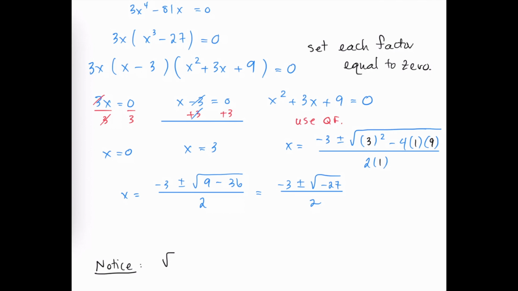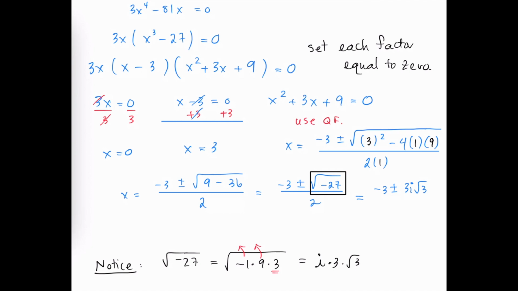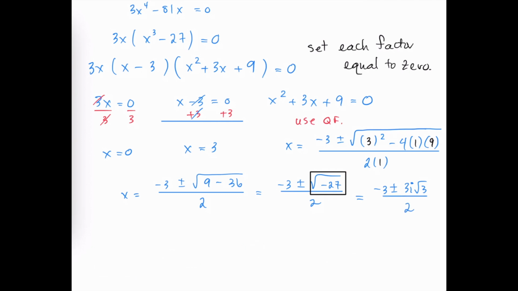Let's notice that the square root of negative 27 can be written as the square root of negative 1 times 9 times 3. Negative 1 has a square root that is i. Positive 9 has a square root that is 3, and this 3 needs to stay under the radical, so we just leave it as rad 3. So let's replace the square root of negative 27 with 3 times i times the radical 3, and then we're written all over 2. So let's bring all our answers together.